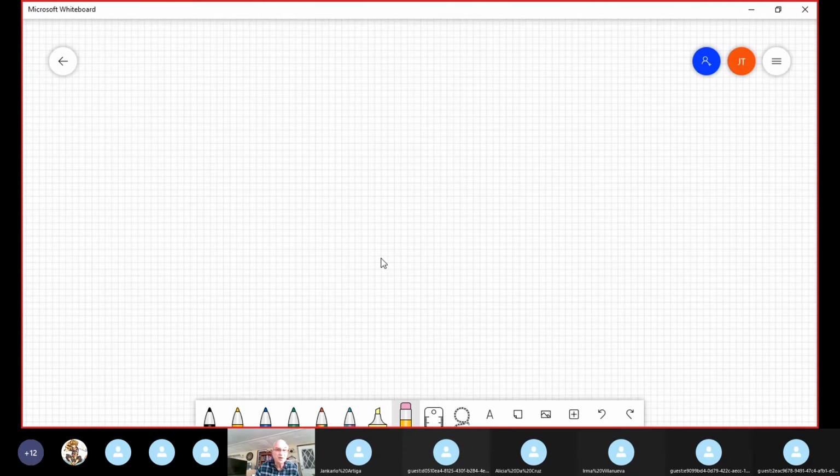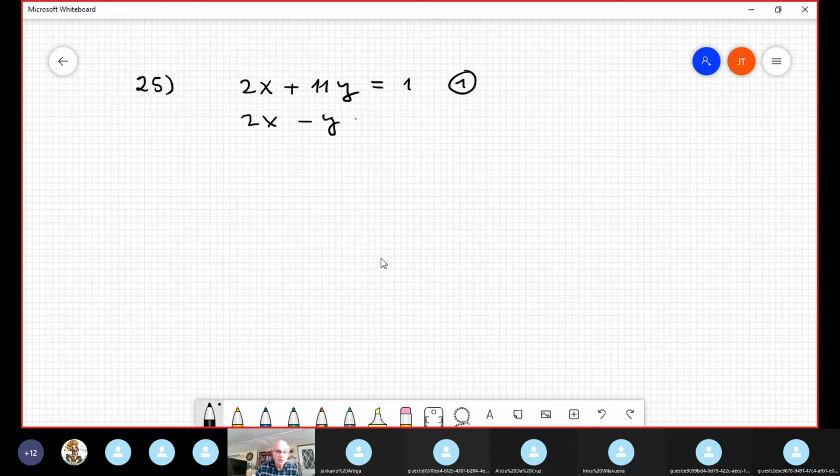Okay, let's move on to problem 25. 25 is 2x plus 11y equal 1. This is my equation 1. I like so much to put a number on the equation. And 2x minus y equal 14. Equation 2. This is my system. I enclose it using the curly bracket because this is one mathematical object I need to solve, and the solution contains two values, x and y. Okay? Remember the method que the handout enforced to me is substitution.